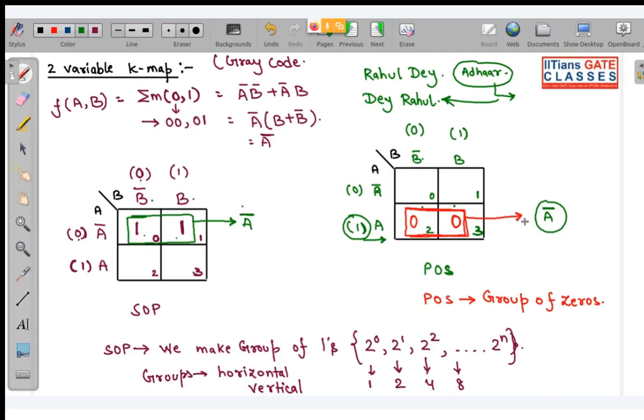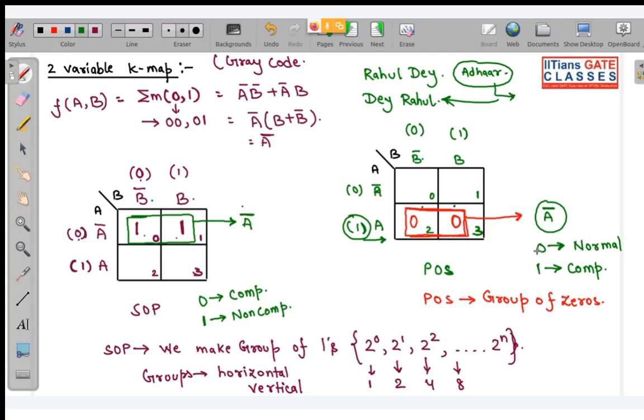So this you can see, this is very important. In SOP, always remember 0 corresponds to complement and 1 corresponds to non-complement, and in POS 0 corresponds to normal or non-complement and 1 corresponds to complement. Okay, tell me if up to this point whatever I told you, is this clear? If it is clear, then we will go to 3 variable K-map.